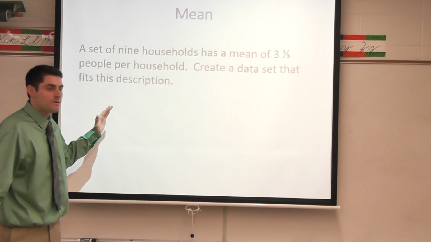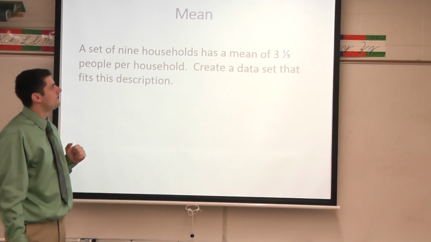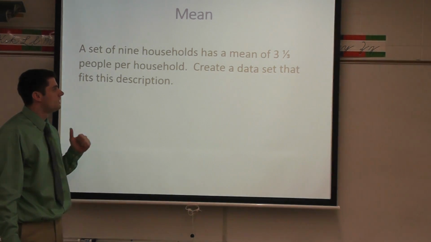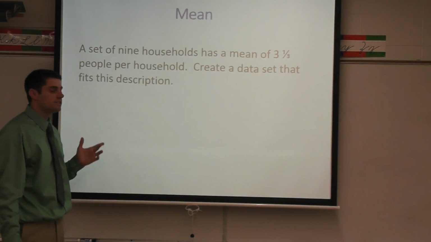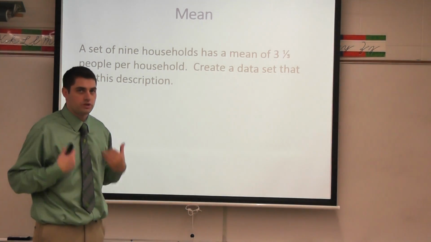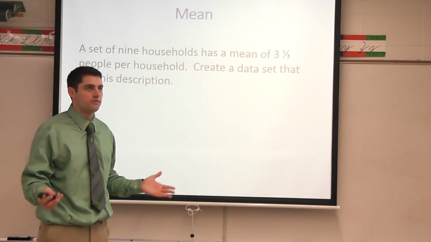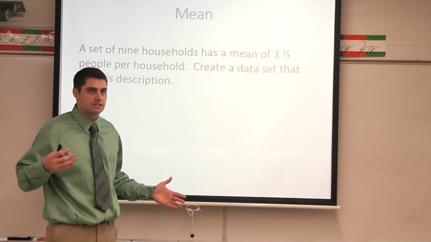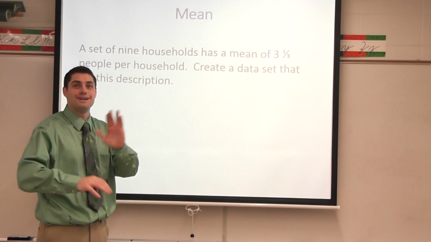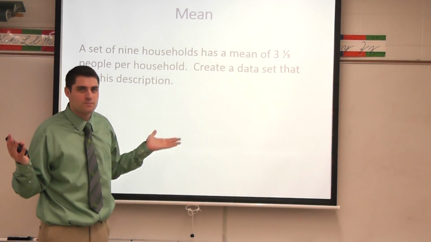In my example problem up here on the board, it says a set of 9 households has a mean of 3.5 people per household. Create a data set that fits this description. Now, again, we know there's no such thing as 3 whole people and then a third of a person. You can't really take me and split me 3 ways without killing you, but we don't want to do that. Let's not go down that street. But you can't have a third of a person.